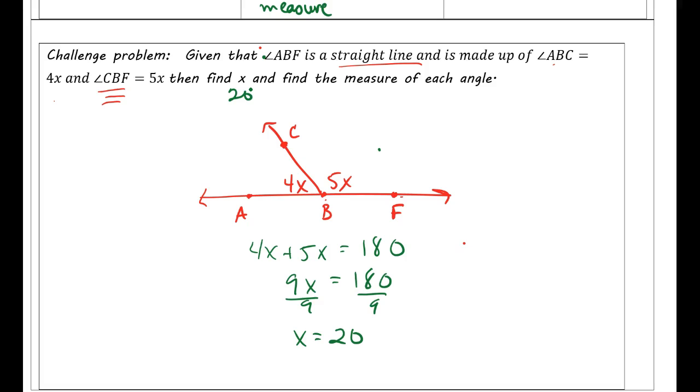Well, to do that, you just take your x and you plug it in. So 4 times 20, this is 80 degrees. And then 5 times 20, this is 100 degrees. And it's just to plug in and math it out, and that's how you finish out the problem. So just be careful in case you're asked to actually find the measure. You don't want to do half the work and forget to go plug it back in.